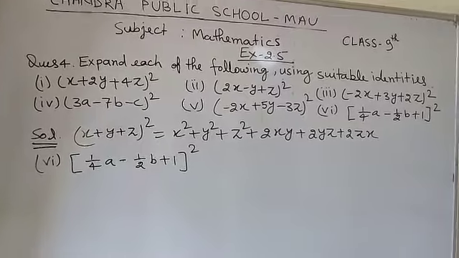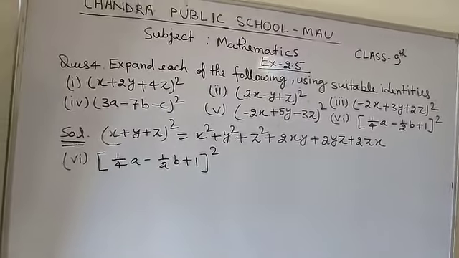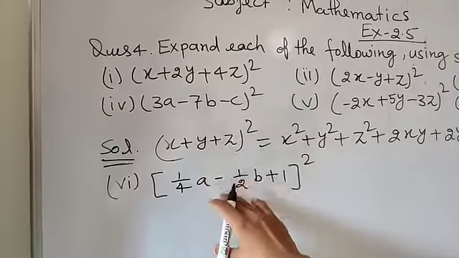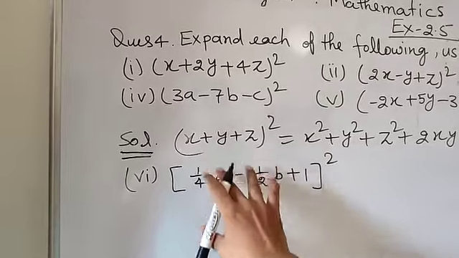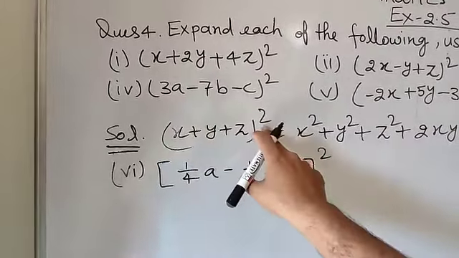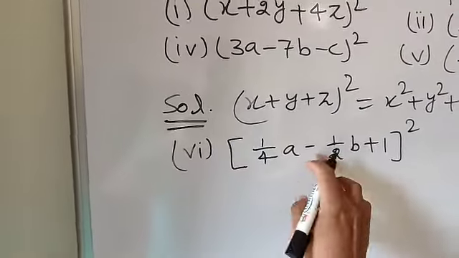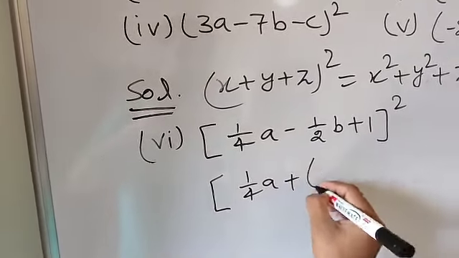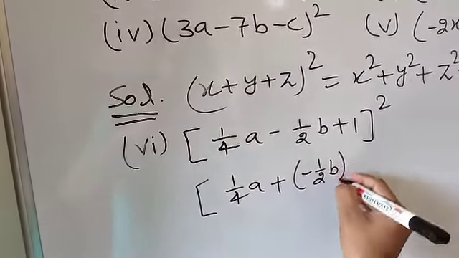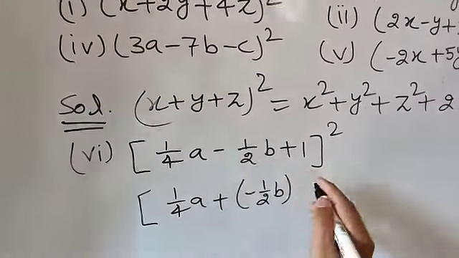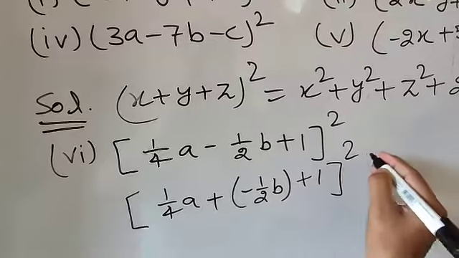Now students, here I have written the sixth and last part of the question, that is 1 by 4a minus 1 by 2b plus 1 whole square. Again if you compare with the identity, 3 terms are there, 3 terms are also here. So here I will use this identity. The reason is that here it is square, here it is square. Here one negative term is there, so it can be written as 1 by 4a plus minus 1 by 2b. I have written it in the bracket. Now here it will be plus, plus minus, again you will get the minus, and plus 1 whole square.